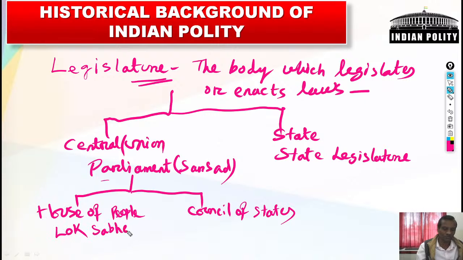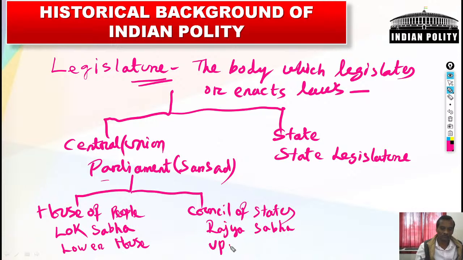Lok Sabha, lower house, the House of the People. The lower chamber, and the Council of States is Rajya Sabha, upper house. Okay, so these are the names. Just have an idea, I am repeating the things. House of the People, Lok Sabha, lower house. These together are called parliament, the central legislature.